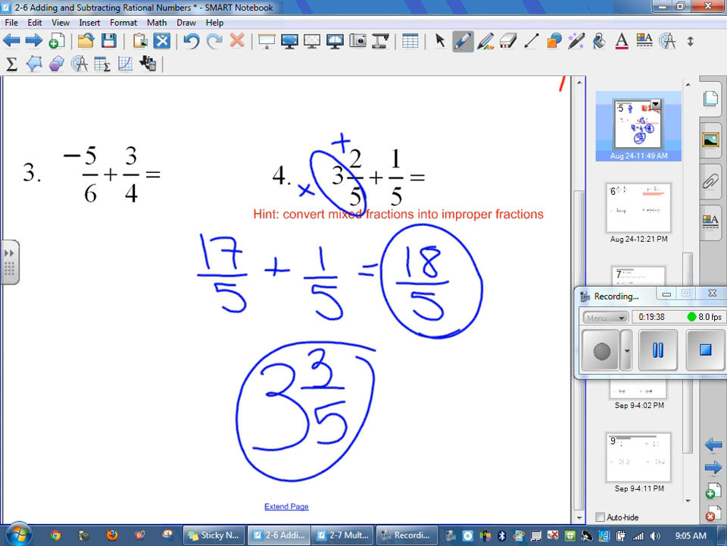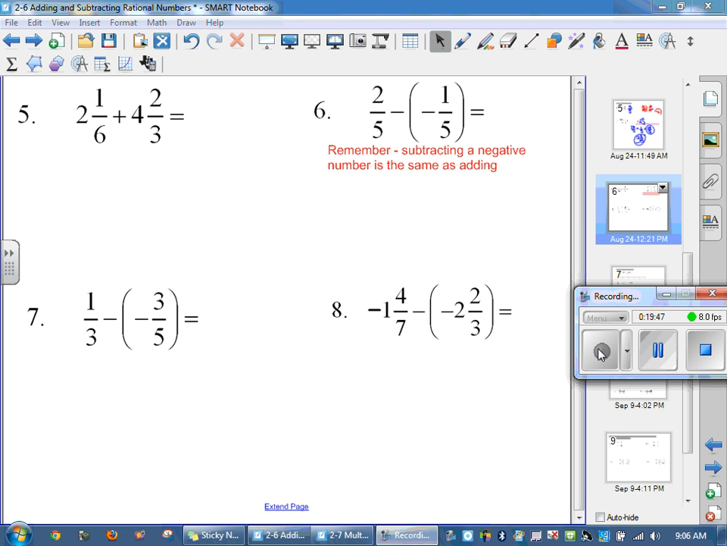Okay? Here's a couple for you guys to do. I want you to try these questions. Give number 5 a try first, and then I want you to do 6, 7, and 8. Here's a quick trick though. Remember, if the signs are the same on the inside, like on number 6, what happens to both those negative signs?